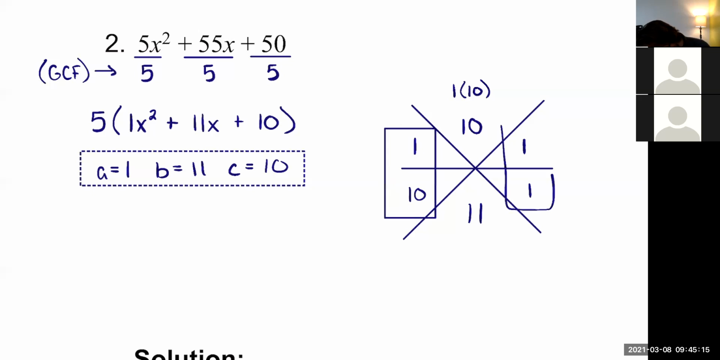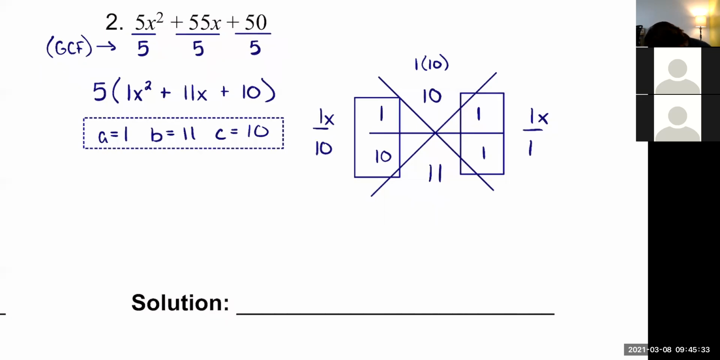Do either of them simplify? No. Anytime you got those 1s there, they really, like I said on the last one, don't get much simpler. Bring back your variable, which is the letter x on this one, and we should get the 2 binomials, 1x plus 10 and 1x plus 1.